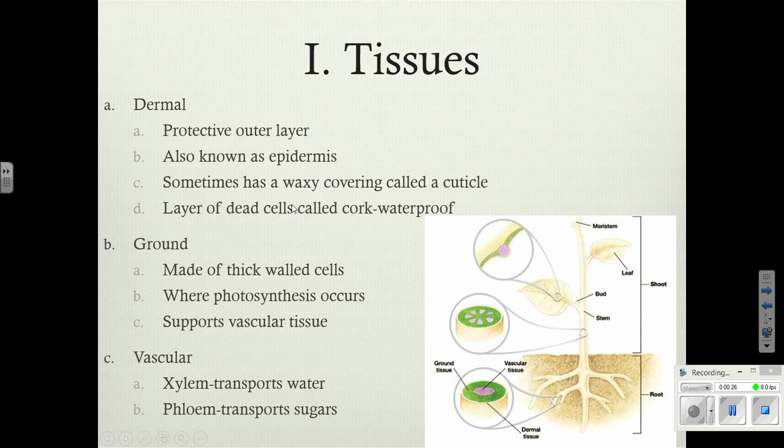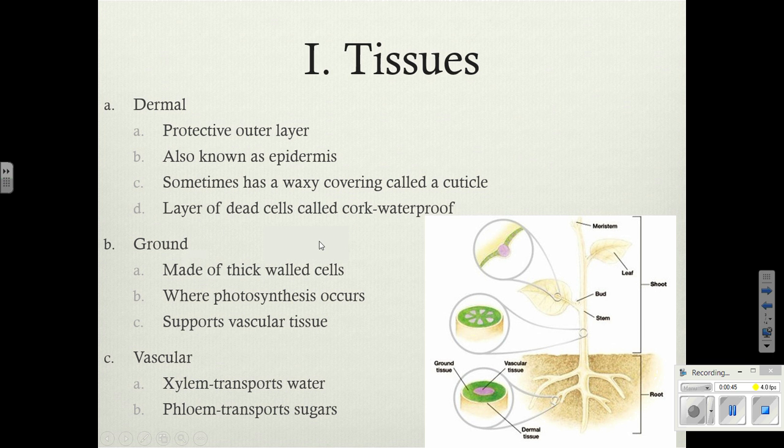Sometimes on a plant, though, that epidermis will also be covered in a waxy covering called a cuticle. And the whole purpose of the cuticle is to prevent water loss, so that water doesn't evaporate from those leaves. They can also have a layer of dead cells, which we call cork, and that cork is a waterproof layer for that plant.